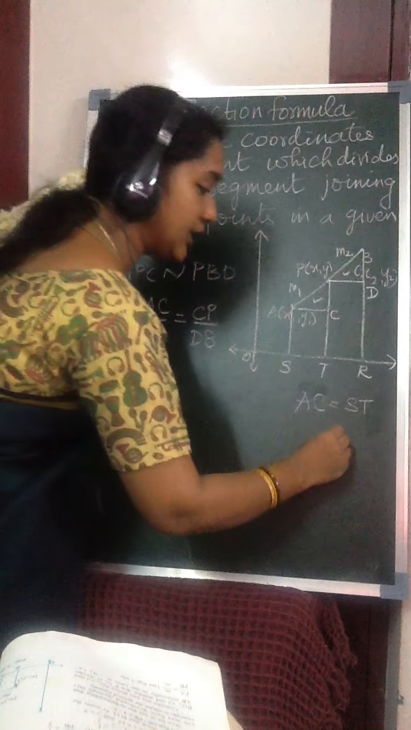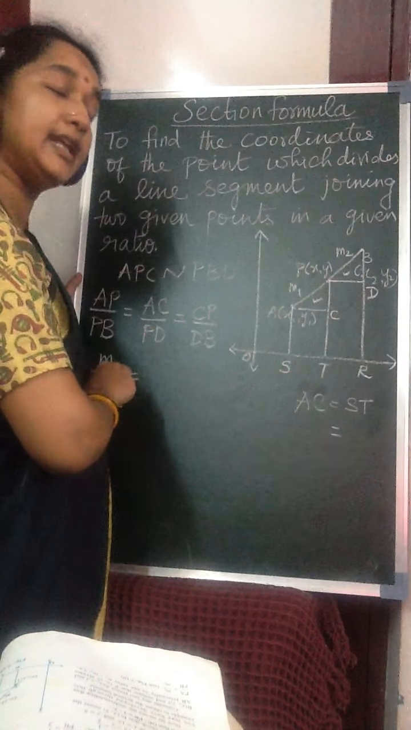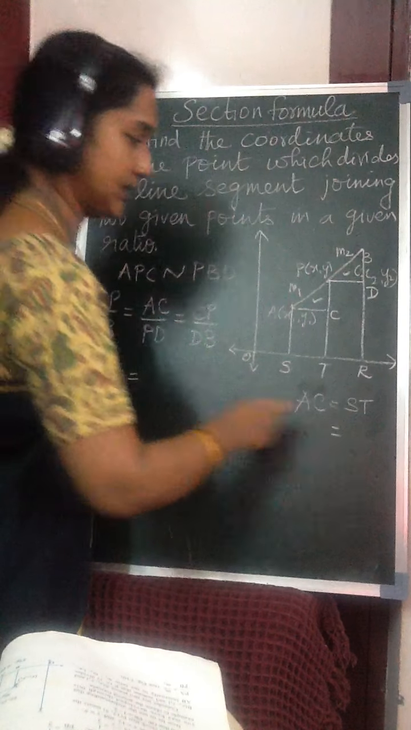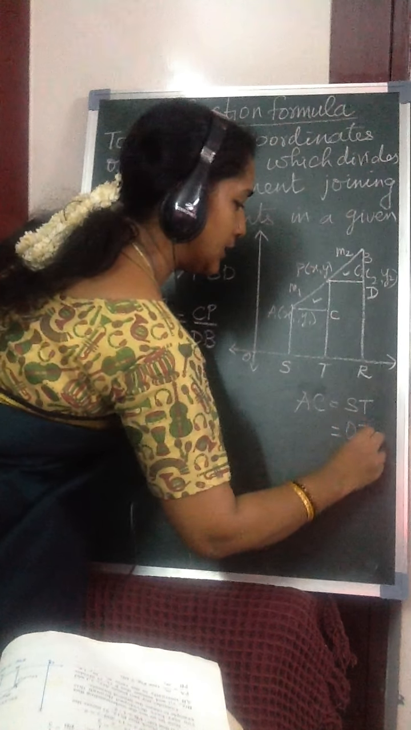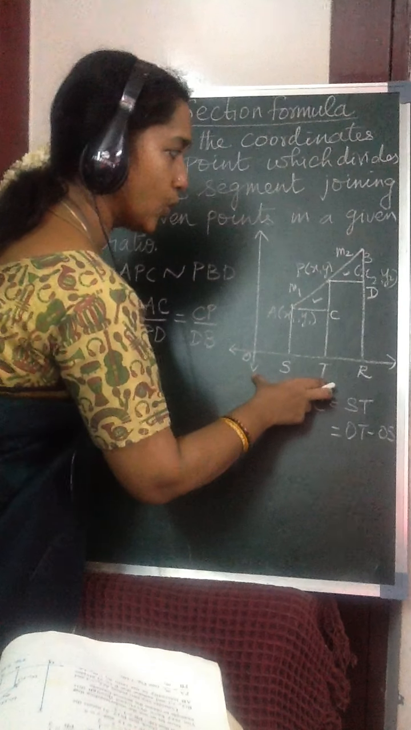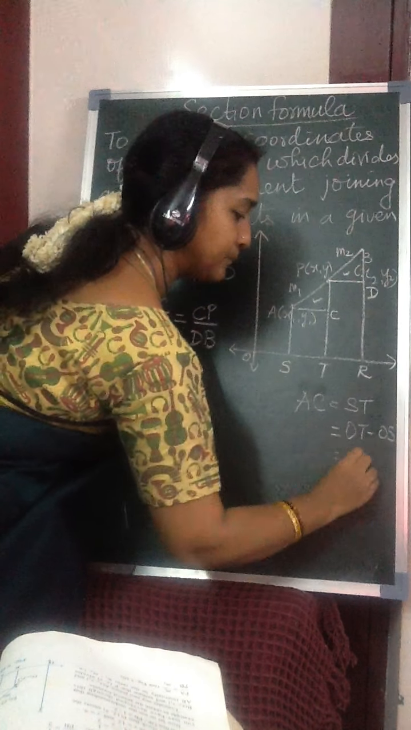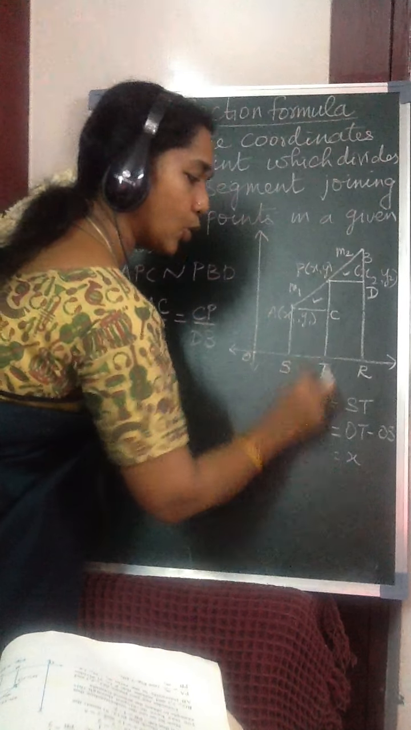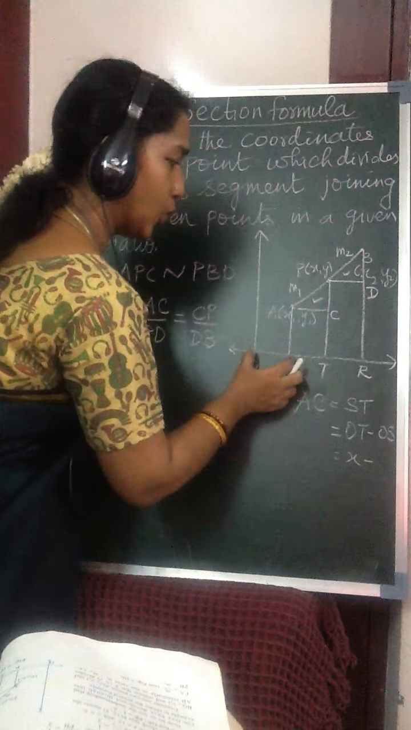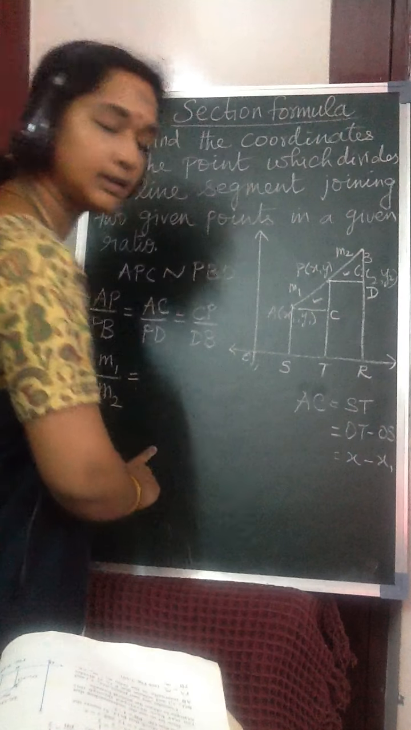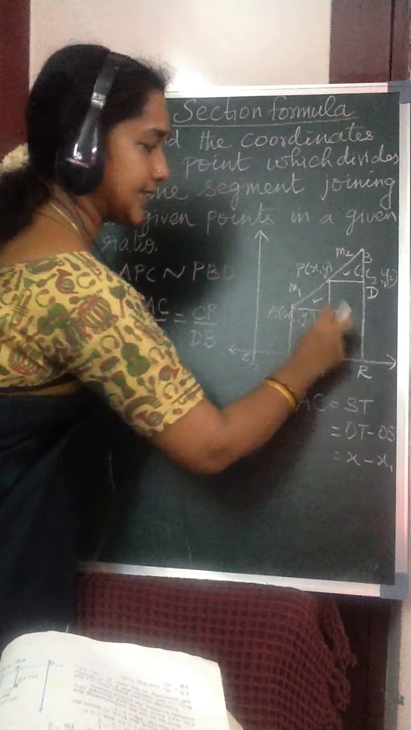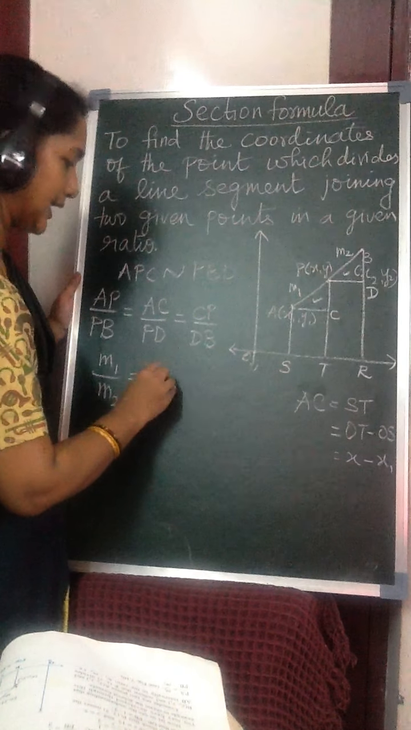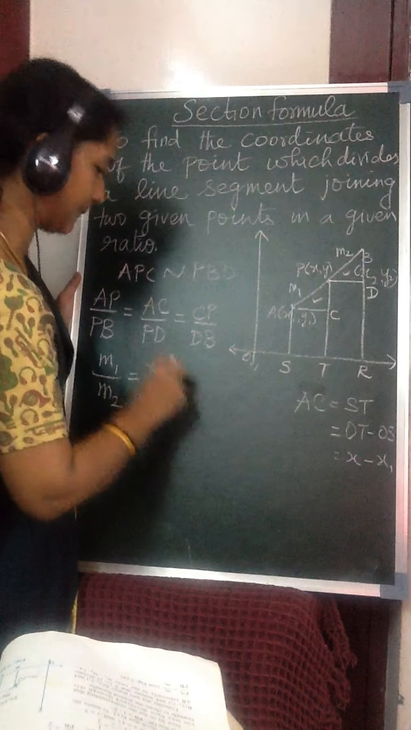In the previous video we derived the distance formula, isn't it? There I told you how to take the length of this. So the length will be OT minus OS. What is the value of OT? OT length is X, so this point is X. So OT is X, X minus OS. OS length is X1. X minus X1. This is AC. So here, instead of AC, we will substitute X minus X1 by PD.